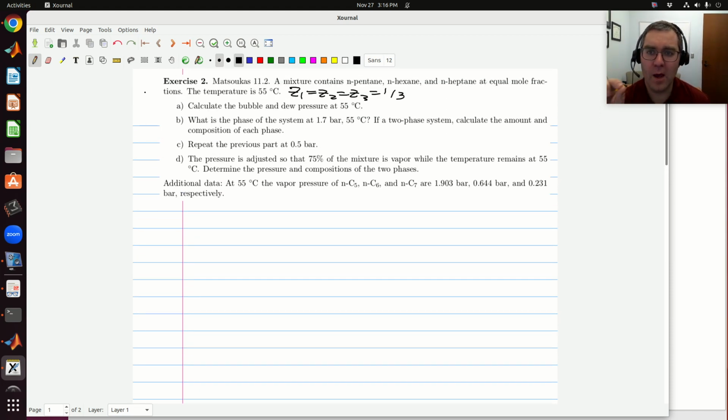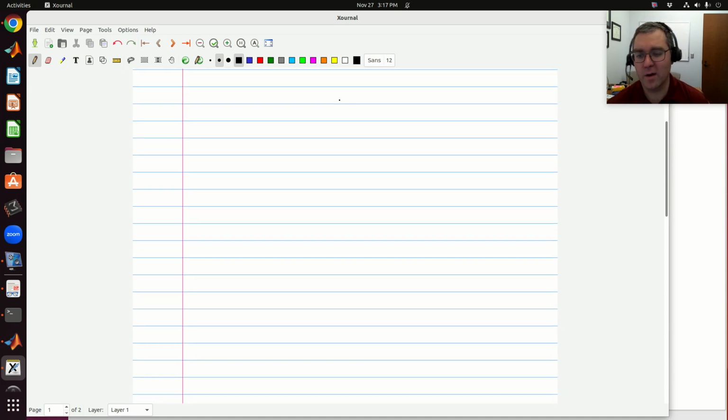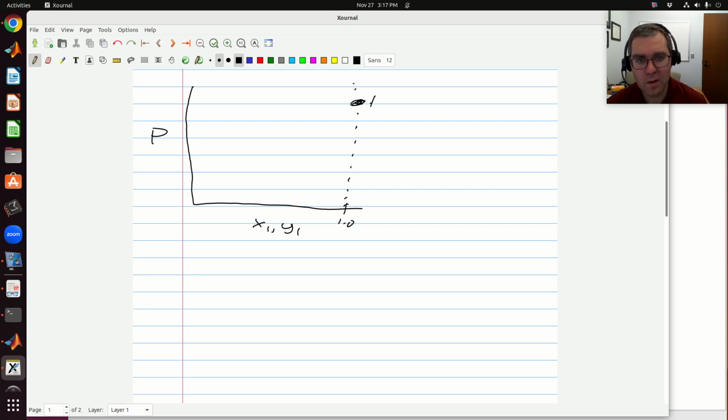And so we're told that we're at 55 degrees C. In A, I'm going to calculate bubble and dew pressure. In B and C, I'm asking for the state of my system at that same temperature, but at a different pressure. So I'm thinking about a PXY in which the temperature is fixed. So I'm going to sketch a PXY for a binary system. Okay, this is P1 sat. P1 sat is greater than P2 sat.